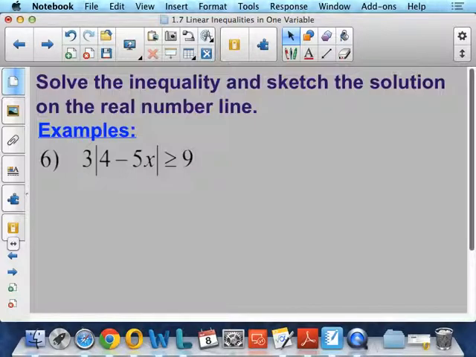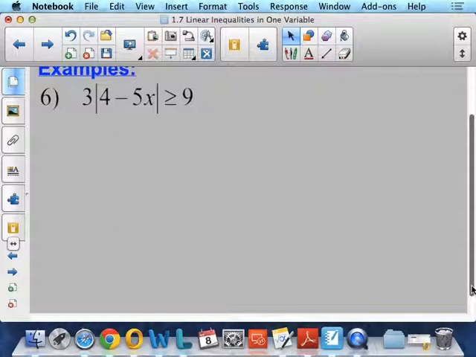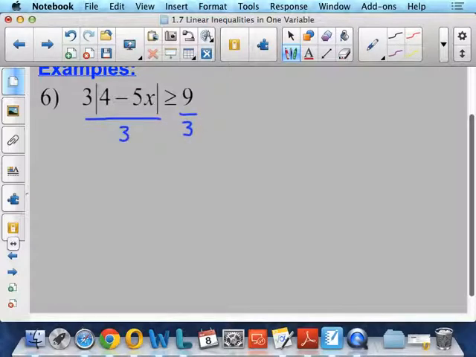All right, 2 more examples. So 3 times the absolute value of 4 minus 5x is greater than or equal to 9. Okay, I want the absolute value by itself, so I'm going to divide everything by 3. So now I have the absolute value of 4 minus 5x is greater than or equal to 3.